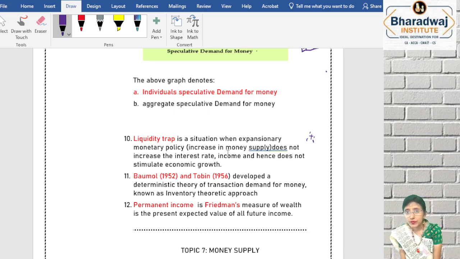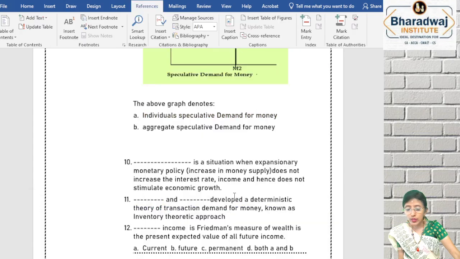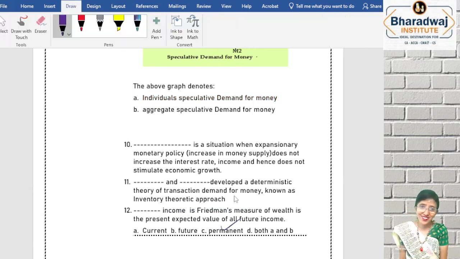12th. Yes, Saravanavel? Both A and B. Both A and B. What did I give actually? Let me check. Both A and B, why do you say that? I don't understand. The name is, no, it is only permanent. He has a point. What you say has a point, but it is called permanent income. The term is permanent income. In that permanent income, how are you measuring? Present expected value of all future incomes.